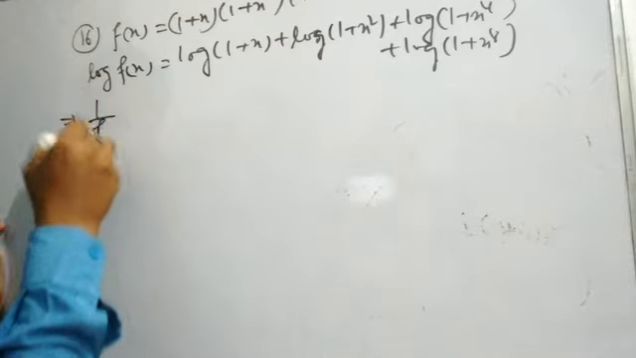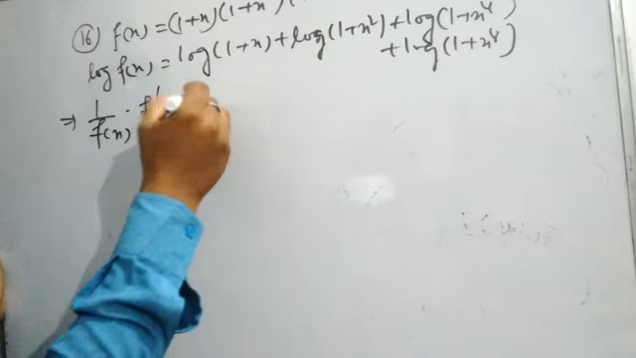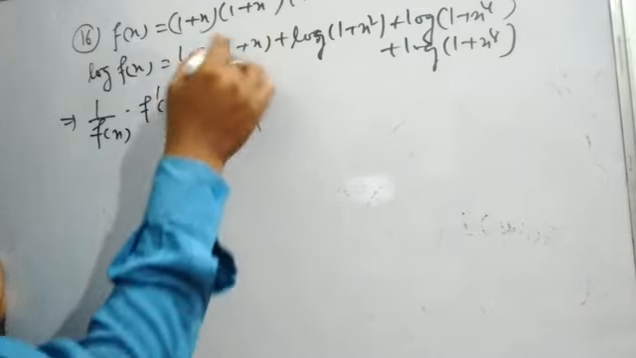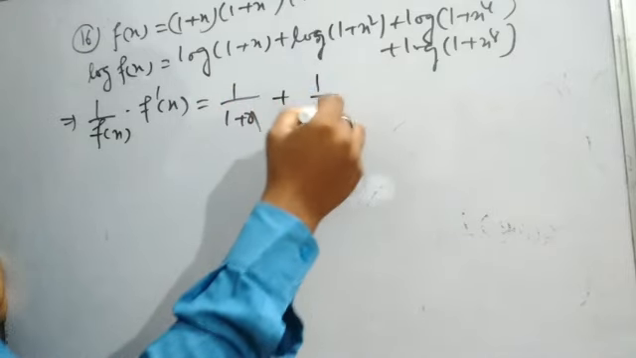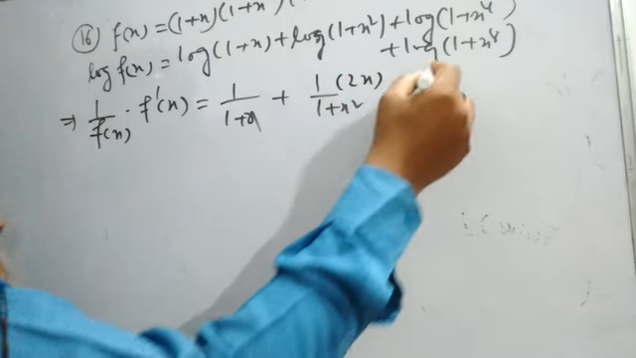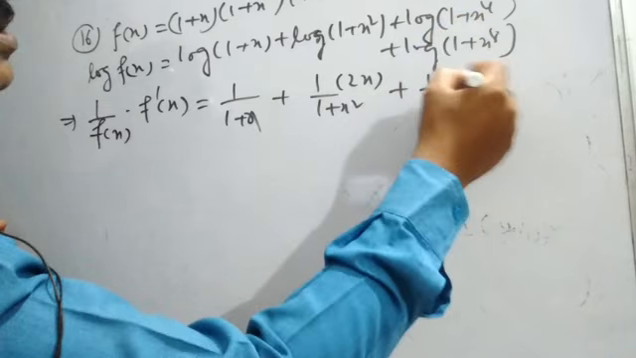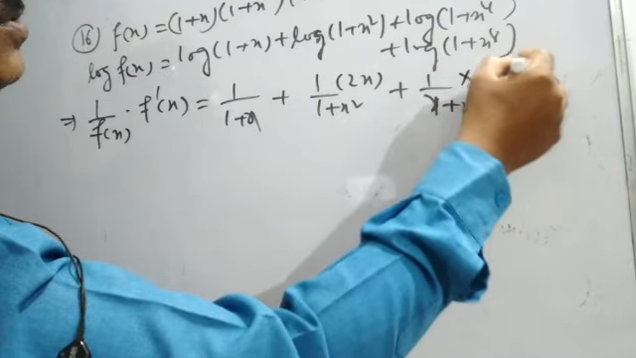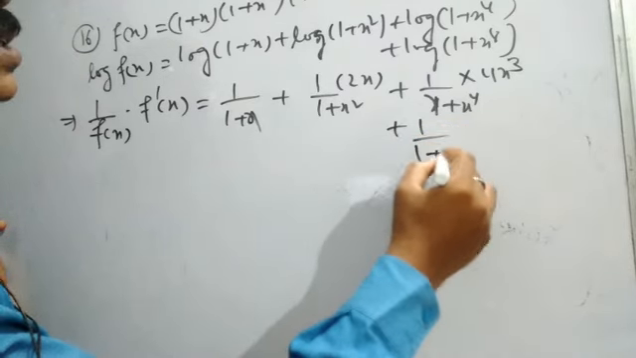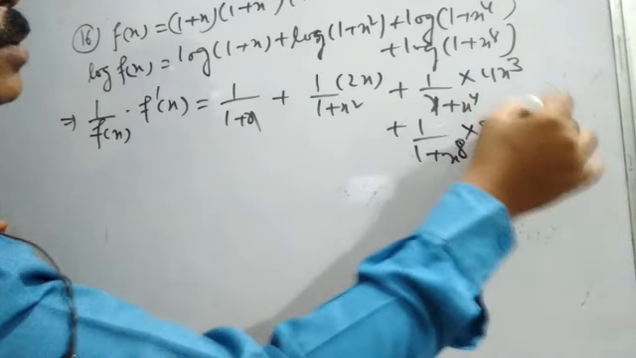It will be log f, that is 1 by f of x, and the f of x derivative you have to write as f dash x. Then 1 by 1 plus x, then 1 by 1 plus x square, again 1 plus x square derivative will be 2x. Similarly 1 by 1 plus x to the power 4, again 1 plus x to the power 4 derivative is 4x cube. Similarly 1 by 1 plus x to the power 8, then the derivative will be 8 into x to the power 7.